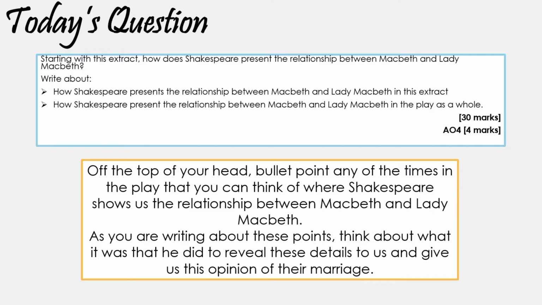Either way, he has put something in his script that somehow makes us feel this way, that makes us have an opinion on the relationship of 2 made-up characters. Now we need to work out what that was. What was it that he did to show us what the relationship was like? So pause the video and bullet point any parts of the play that give you a glimpse of what their relationship was like. Which bits give us a fly-on-the-wall perspective?